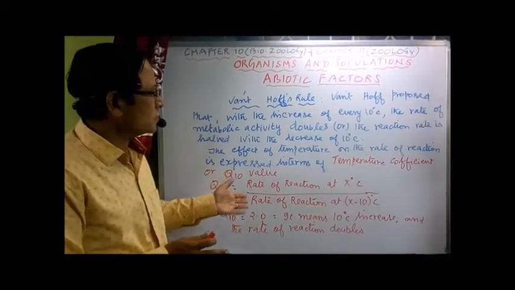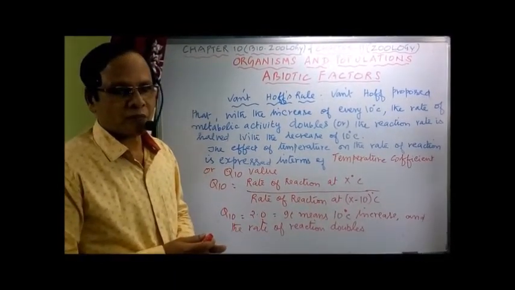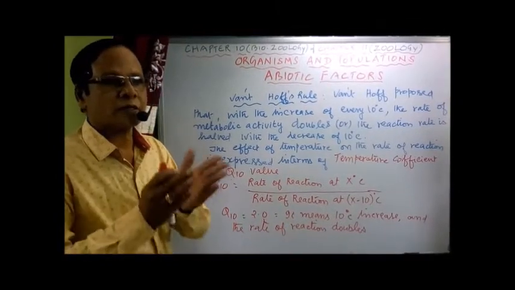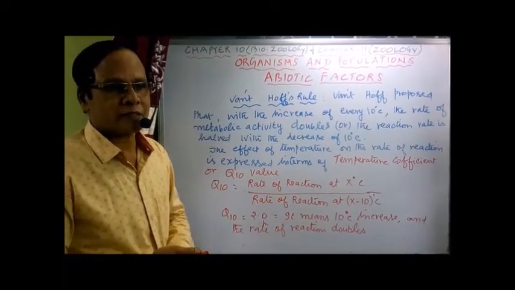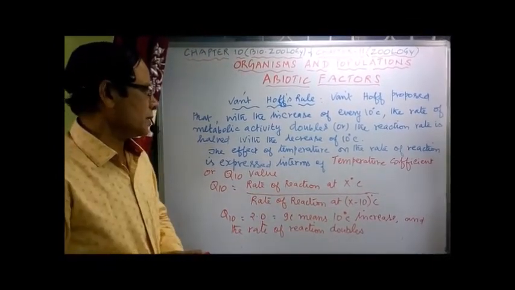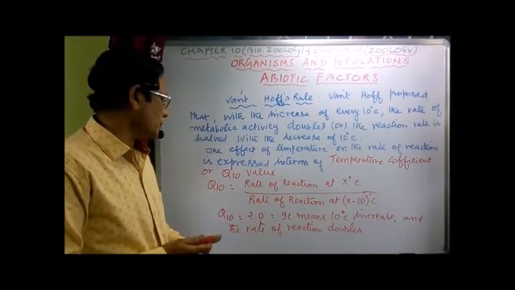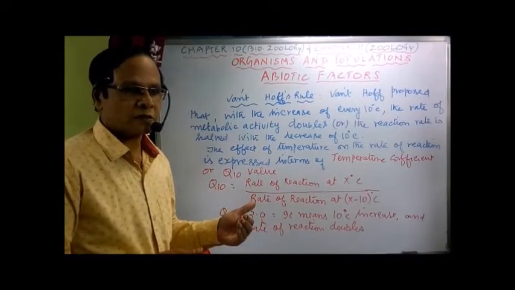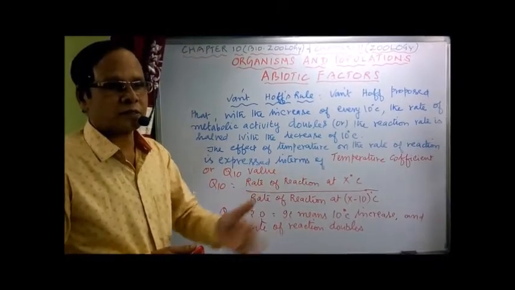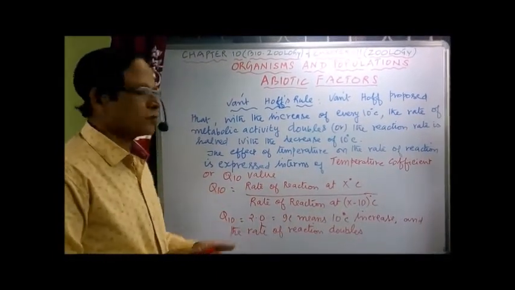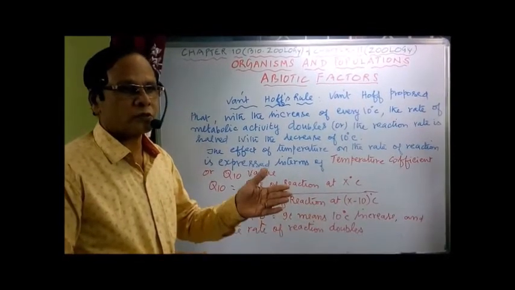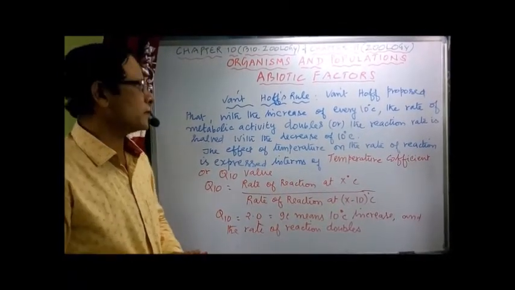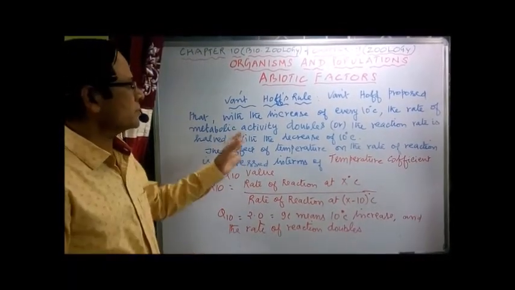So this is the rule related to temperature and the effect of temperature on the rate of reaction, namely the metabolic activity in a living system. And that is called temperature coefficient or Q10 value, because for every 10 degrees Celsius increase, the rate of reaction doubles. That's why it's called Q10 value. It's always about 2 in the case of a living system. That's all about temperature.